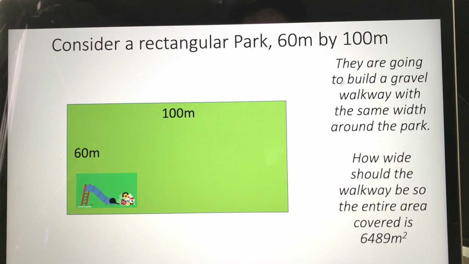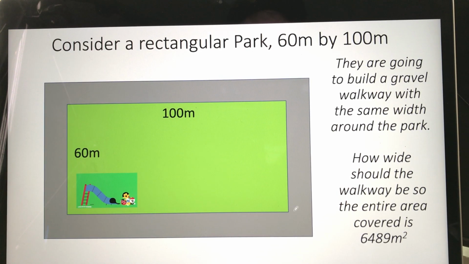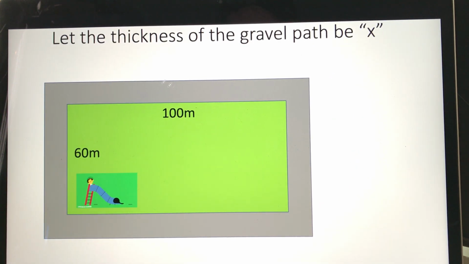And what's going to happen is they're going to build a gravel walkway with the same width around the outside of the park. The question is going to be, how wide should the walkway be so the entire area of the entire park is 6,489 meters squared. So the question is, how thick does this walkway have to be?